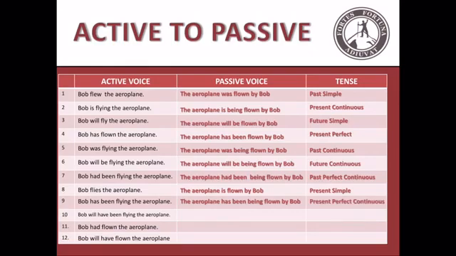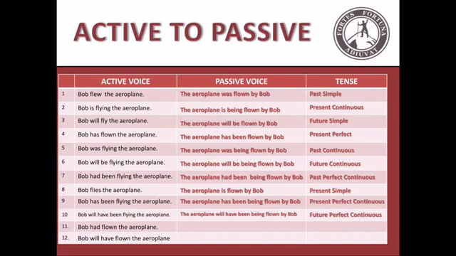Number 10, Bob will have been flying the aeroplane. The aeroplane will have been being flown by Bob. And that is future perfect continuous.